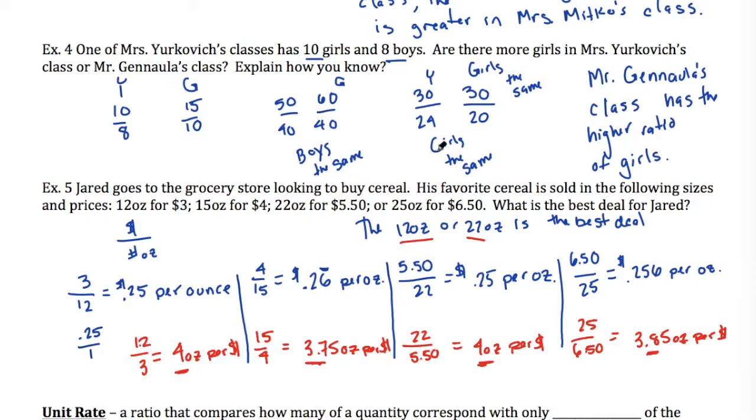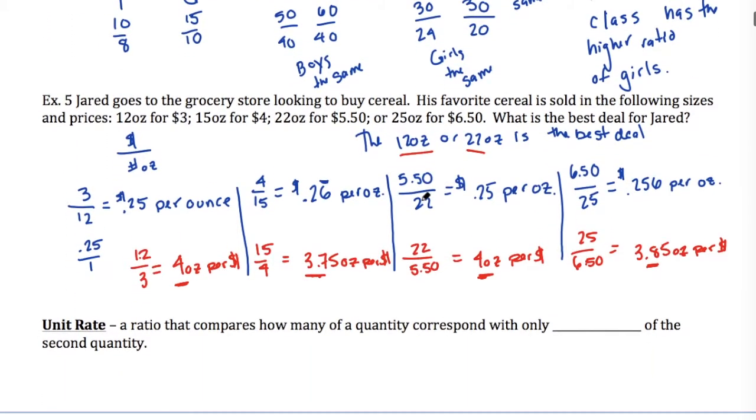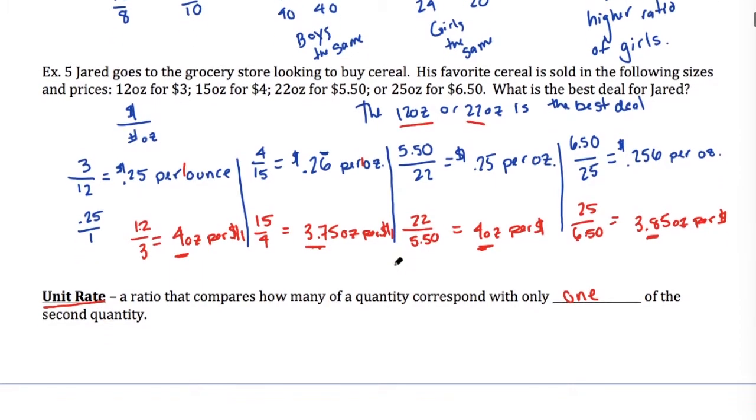So what we just did is we actually found a unit rate. A unit rate is a specific ratio that compares how many of a quantity corresponds with one of the second quantity. So we didn't write it every time, but this was per 1 ounce, and this was per $1. So it's however many of the one match up with just one of the other number. So that's called a unit rate. And we can use that especially when we're comparing more than two of a particular item.